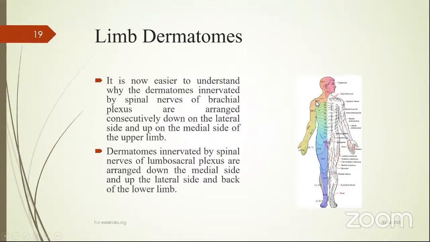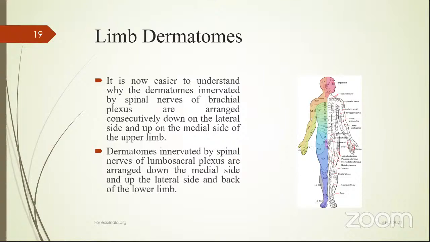For example, C3, C4 up, then comes C5, C6, then C6, C7, C8. So laterally it comes down, but medially it goes up, C8, T1, T2, like that. In the upper limb, this is because of rotation during the embryo level.